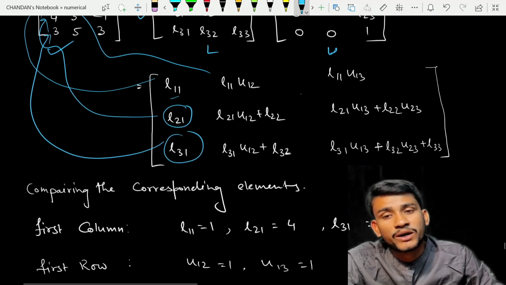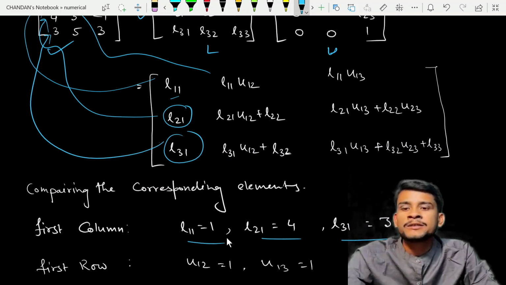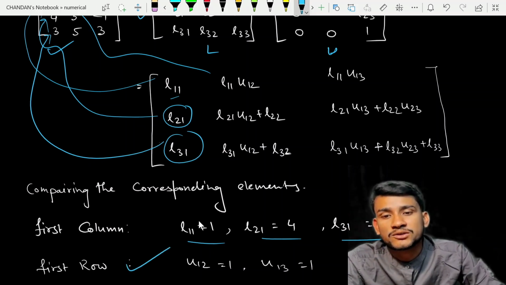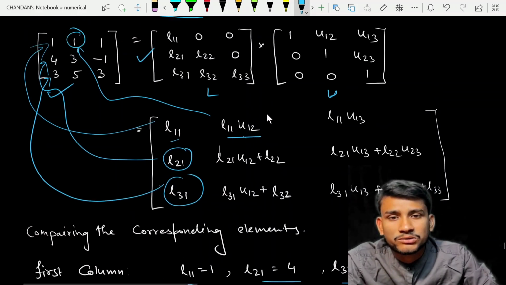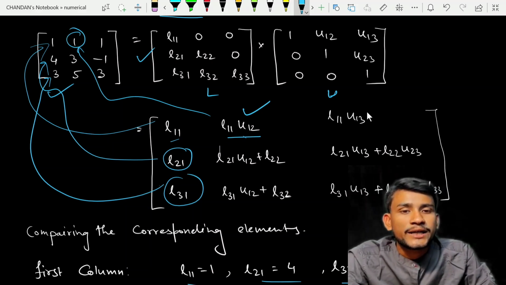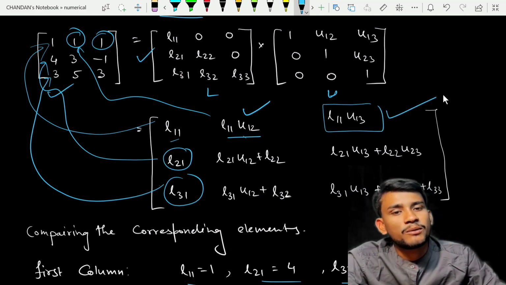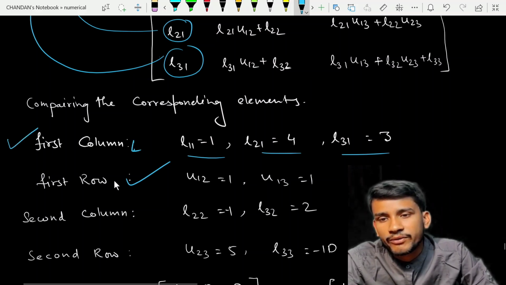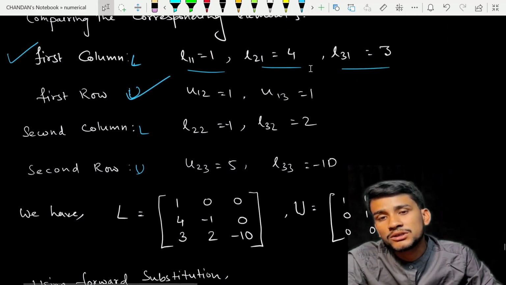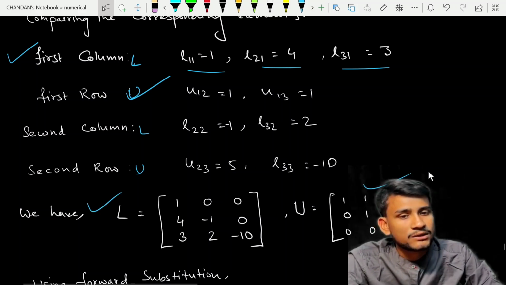So we first get the first column of L: L11, L21, L31. Then we get the first row of U. L11 into U12 is equal to 1, and putting in the value of L11 we get the value of U12. Then L11 U13 is equal to 1, and putting in the value of L11 we get U13. So this is the first column of L and first row of U, then the second column of L and second row of U. We get all the values of U and L, giving one lower triangular matrix and one upper triangular matrix.